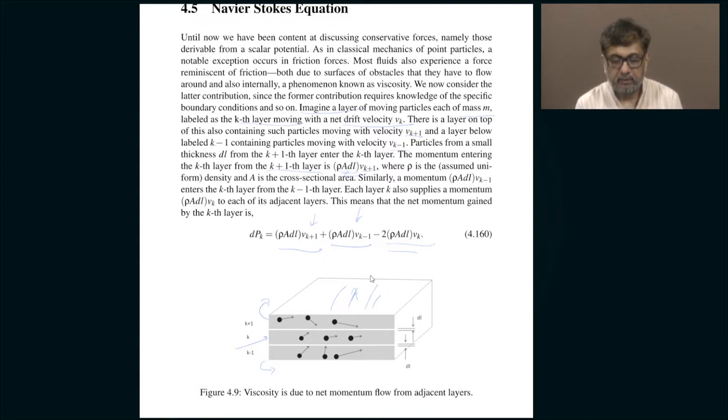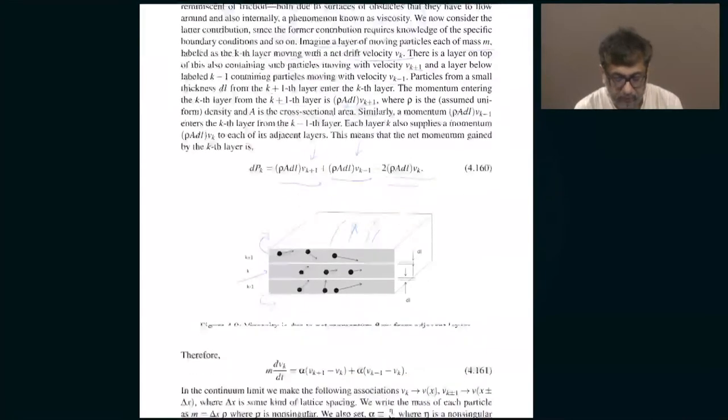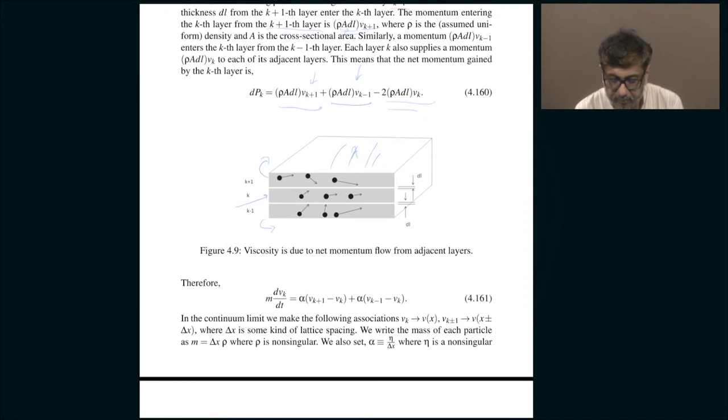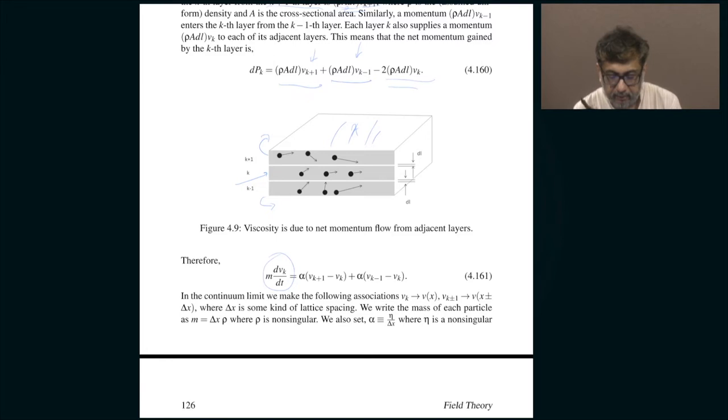If you do this, you will get this type of formula. That is the rate of change of momentum: dp is the change in momentum, so if you divide by time, you will get the rate of change of momentum. The bottom line is that it is of this type.